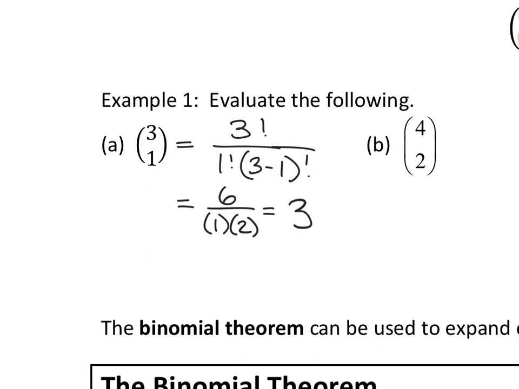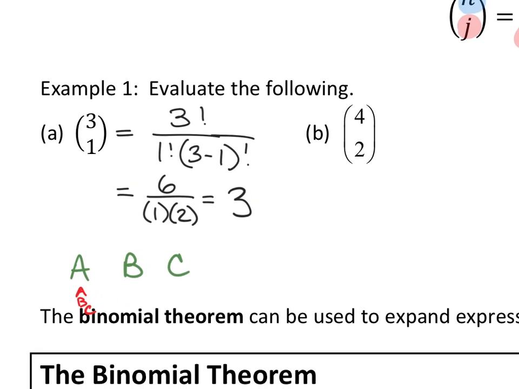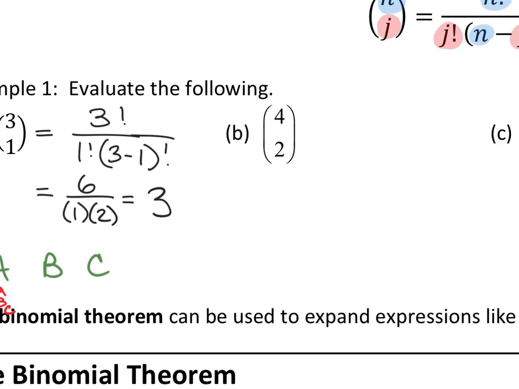Now what this means in real life, if we're actually choosing these things, let's say I have 3 objects, A, B, and C. I want you to choose just one of them. Your options would be choosing A, choosing B, or choosing C. That's it. You're like, duh. Okay, let's go to B then. If you have 4 objects and I want you to choose 2 of them, how many options do you have to choose 2 things out of 4 things?